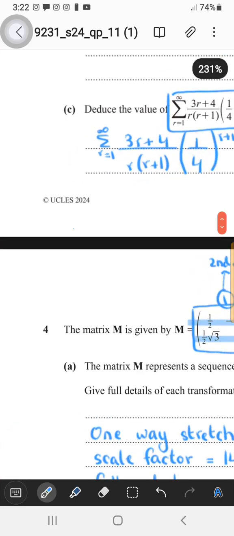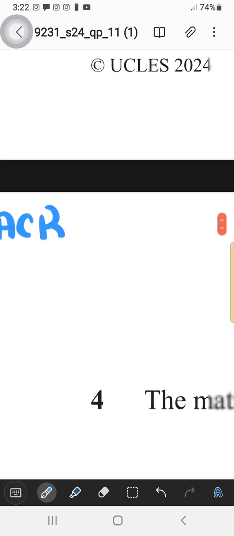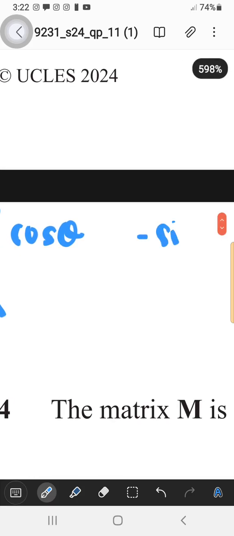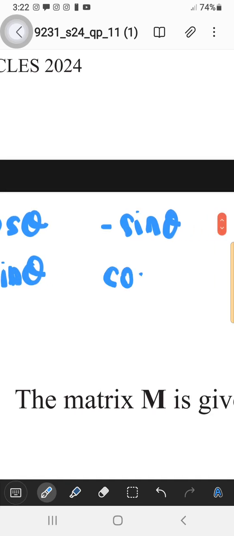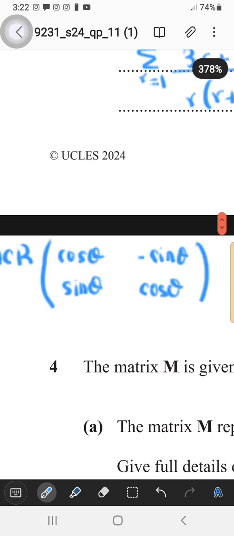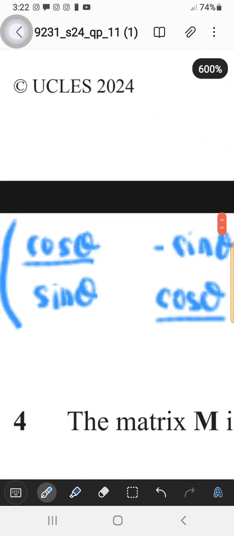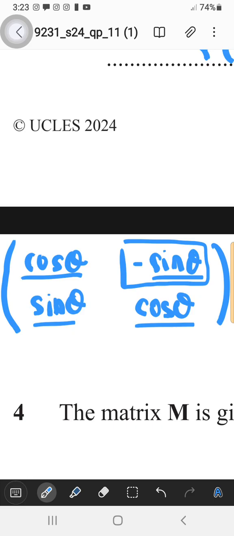So let me tell you, there are two types of rotation. First is anti-clockwise rotation. In anti-clockwise rotation, our bracket is like cos theta, minus sine theta, and cos theta. If we notice, this and this will be same, okay, and this and this will be same, but there will be the negative sign. I hope you get this.